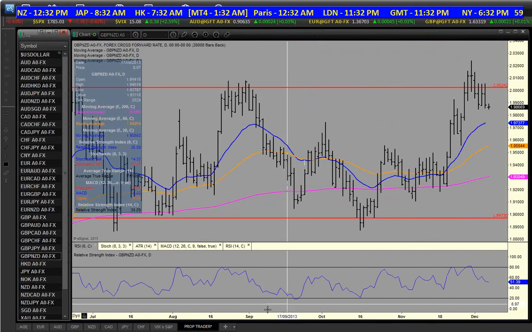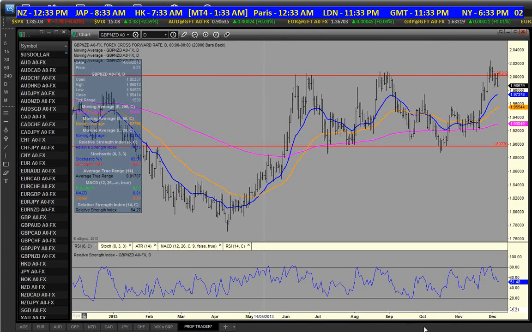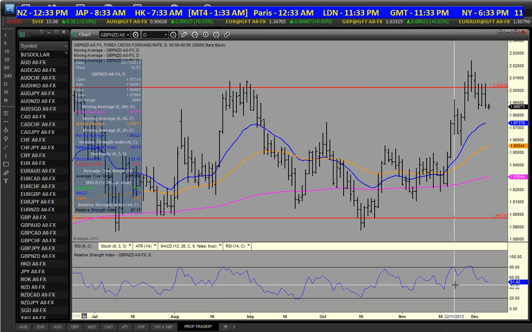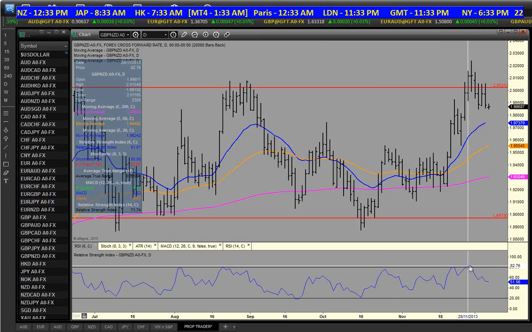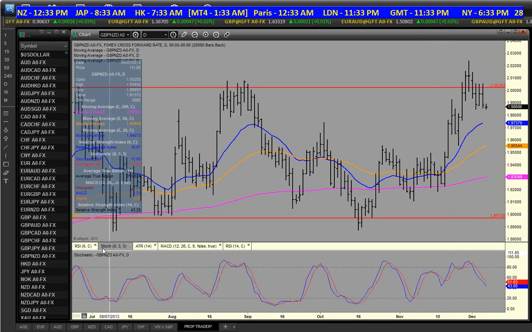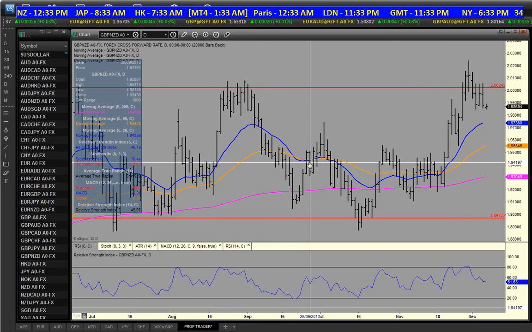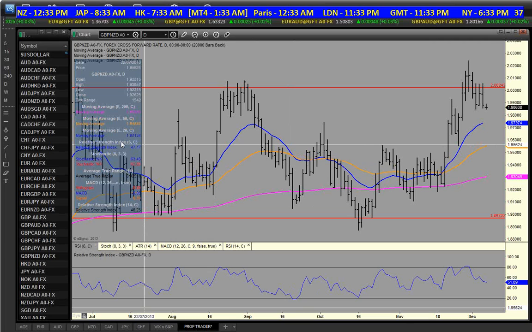Pound Kiwi, range bound. $2 proved too much. It's rather messy, and quite a few of you are short this as a range. There was borderline divergence there. Stochastic was not divergent. If you're not in this, well then you've kind of missed the ride.